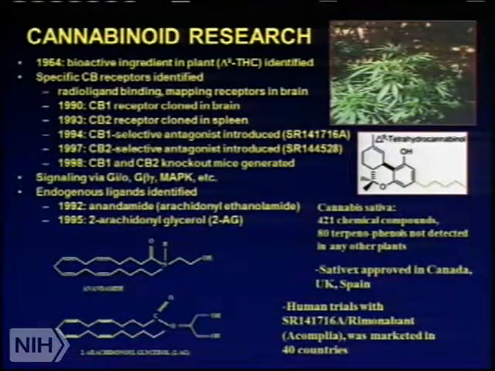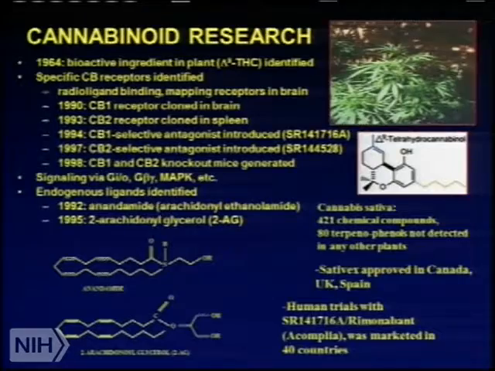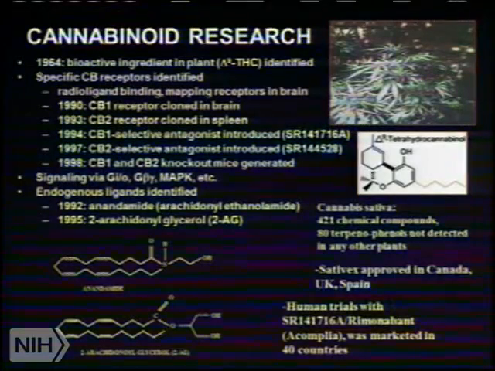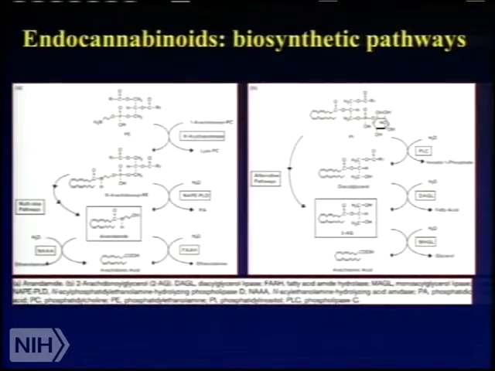So CB1 is expressed primarily in the brain and mediates psychoactive effects of marijuana. The active ingredient, as I mentioned, is THC, which is both a CB1 and CB2 agonist. CB2 receptors are expressed in the immune cells. And very interestingly, several endogenous ligands called endocannabinoids were identified which activate these receptors, anandamide and 2-arachidonyl glycerol, which surprisingly turned out to be lipids, not peptides.